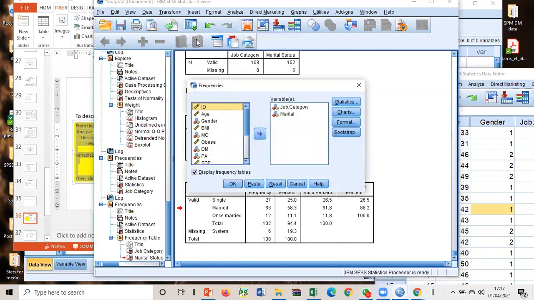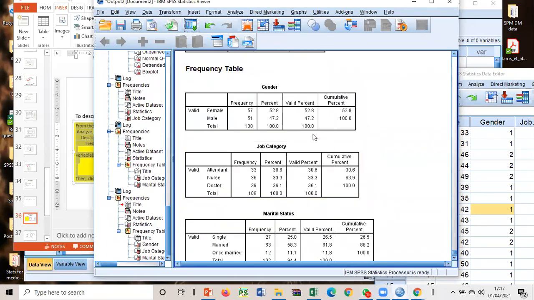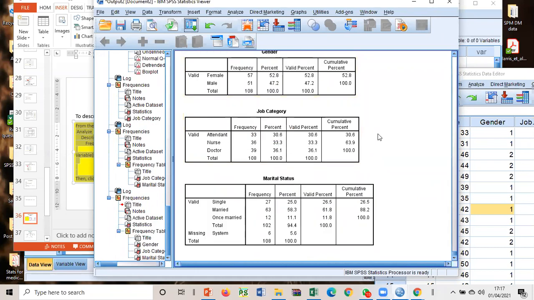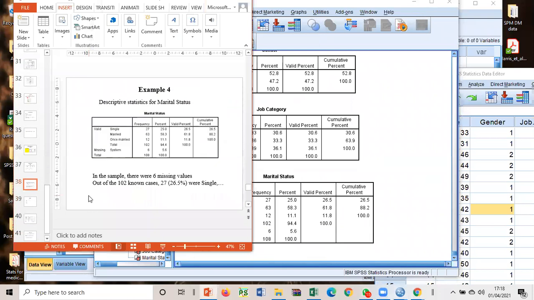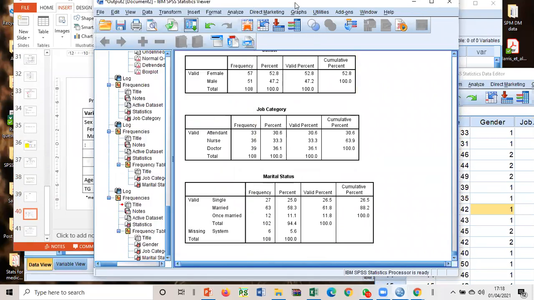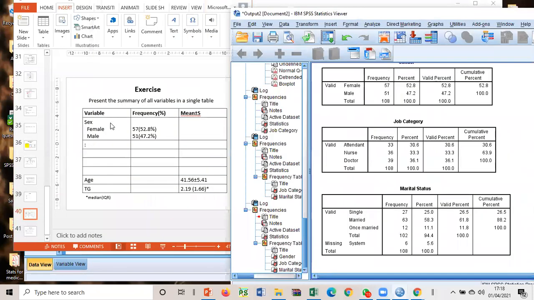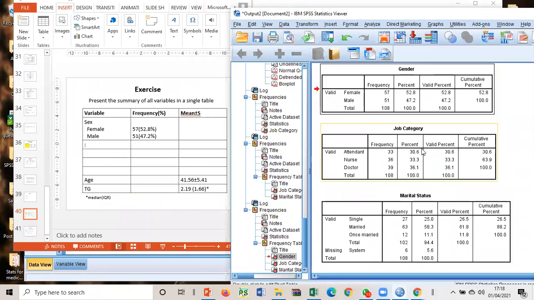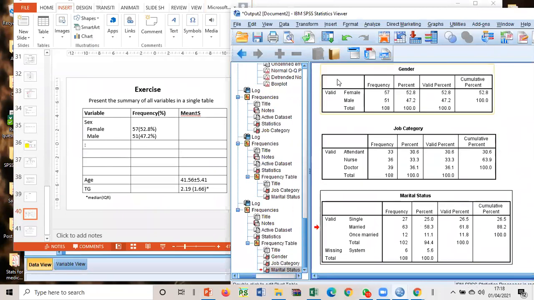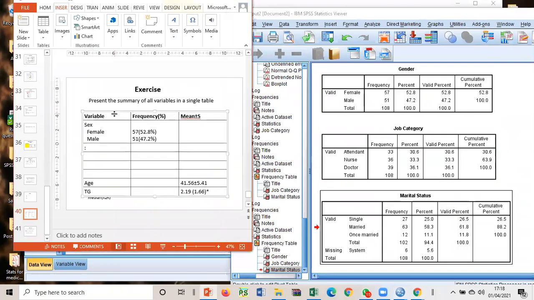Not necessary to do one by one. You can put all the qualitative variables together. These are called demographic variables. Bring them and do one shot. So now we have distributions of gender, job category, and marital status. I'll fill up this table too. In chapter 4, demographic characteristics of the respondents, you must show this in the first table. Don't show one table for each variable. All the demographics show in a single table.